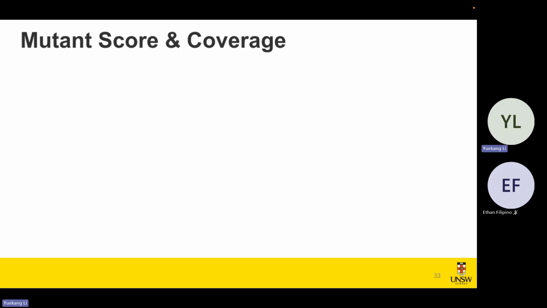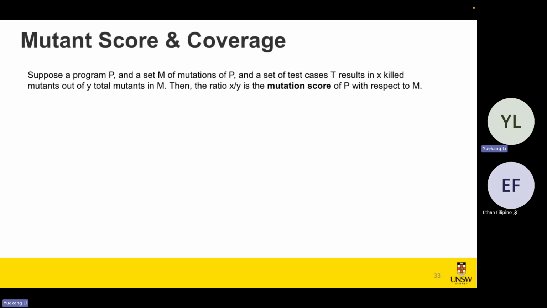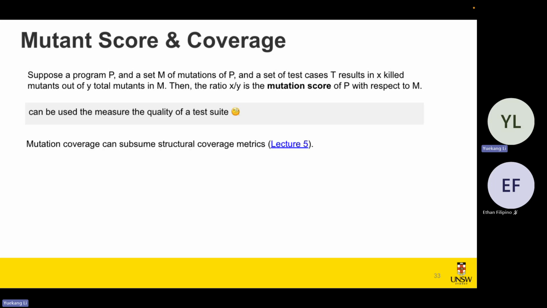So now let's come back to the mutation score and coverage of mutants. Remember, we just learned the mutation score is the ratio of killed mutants divided by the total number of mutants. This can be used for measuring the quality of the test suite. If a test suite has a higher mutation score, then it is considered to have better quality.